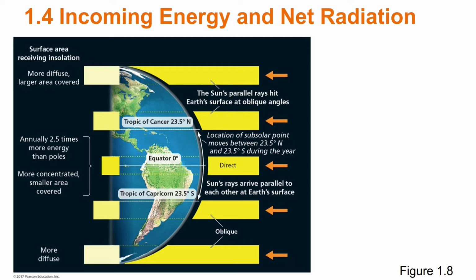I know this is obvious, but this is why the tropics are hot and the poles are cold. It's because Earth is spherical, and so the angle of the sun rays to the ground is different at different latitudes on the same day.